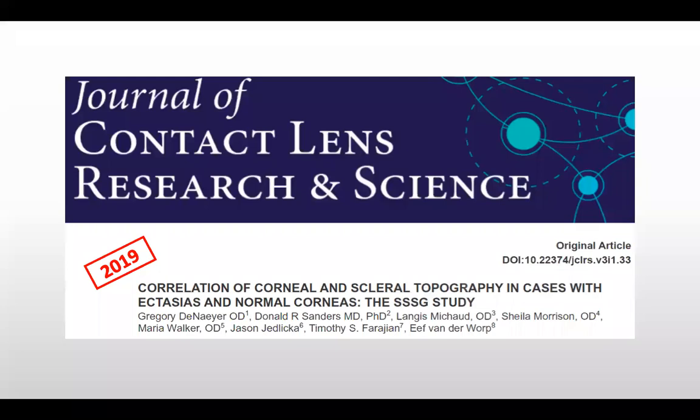In 2019, the Scleral Shape study group looked at the possible correlation between keratoconus and scleral shape.